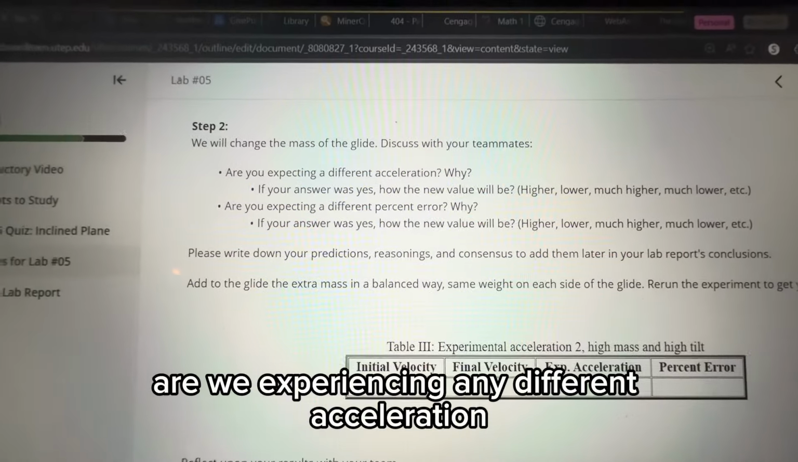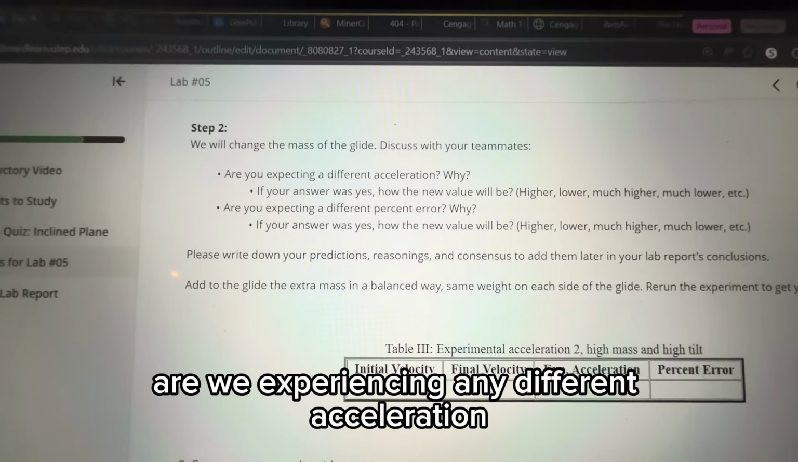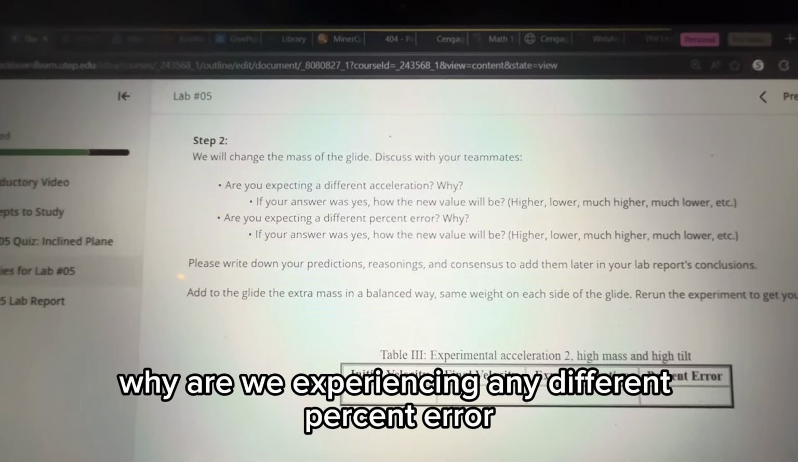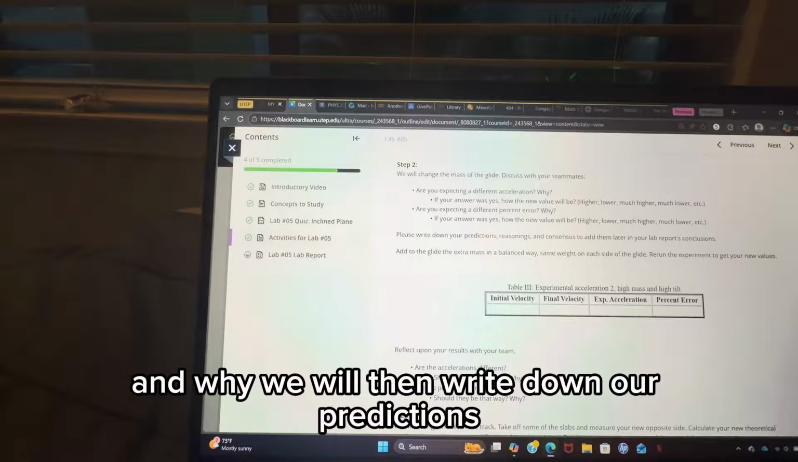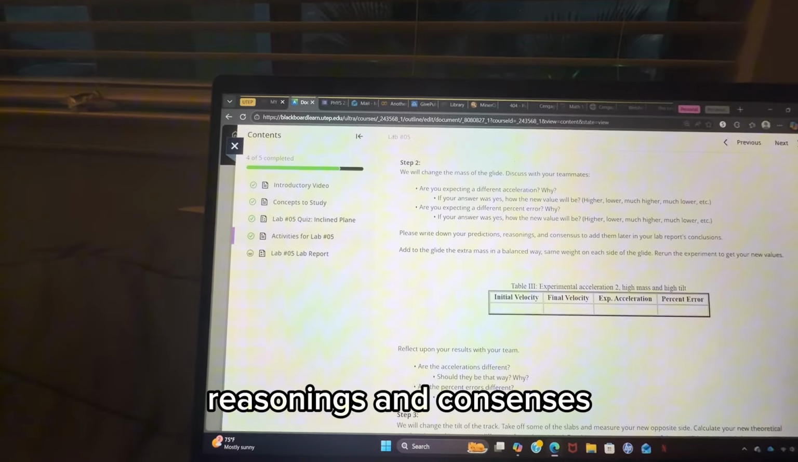Are we experiencing any different acceleration? Why? Are we experiencing any different percent error, and why? We will then write down our predictions, reasonings, and consensus.